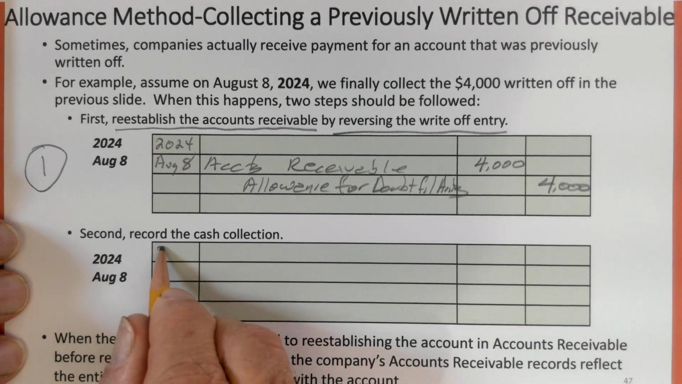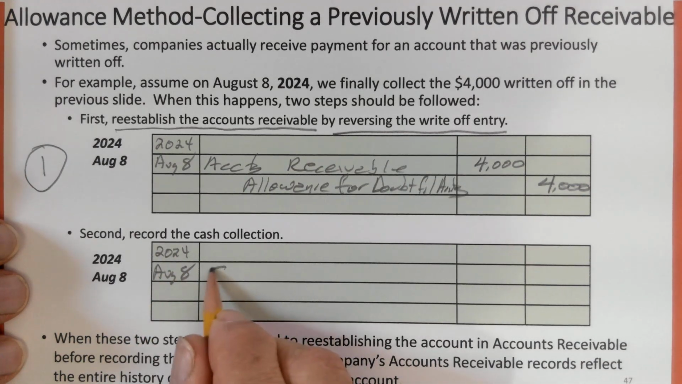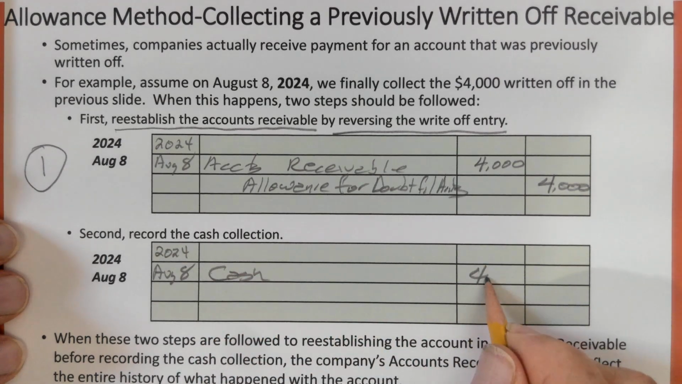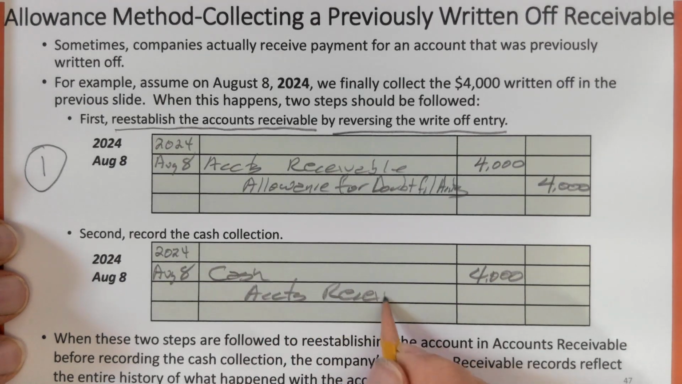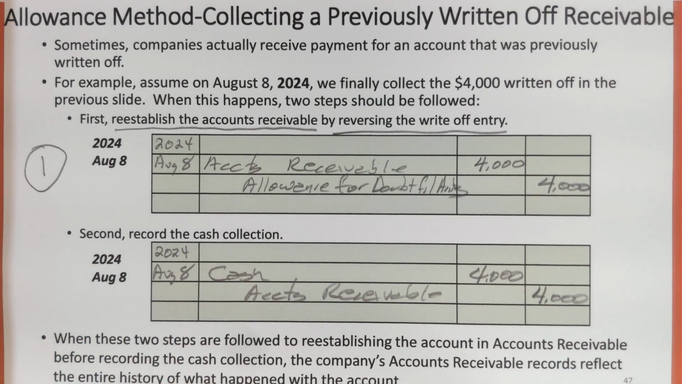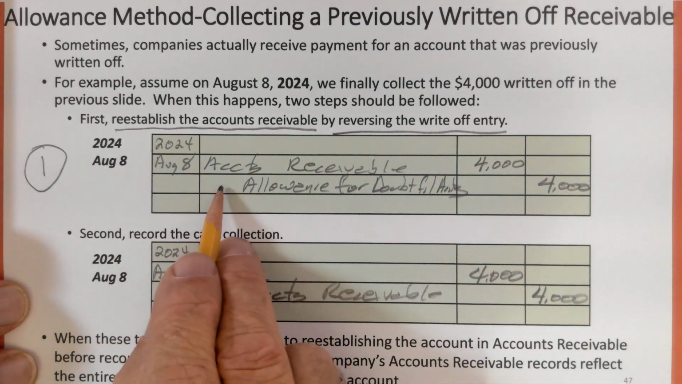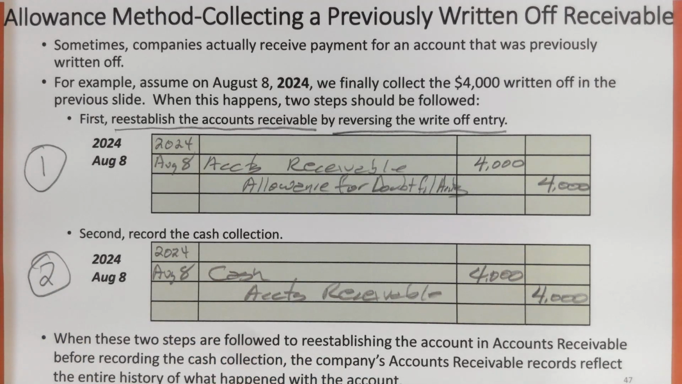So let's go ahead and on 2024, again on August 8th, we're going to go ahead and debit cash for the $4,000, and we're going to credit accounts receivable for the $4,000. So the customer account is complete. We have the sale that's in the account. We've got the write-off. We've got the reversal of the write-off, and we have the collection. So in later years, we're going to show not only the first entry to reestablish the accounts receivable, but also the second entry, which is to record the cash coming in and the payment.